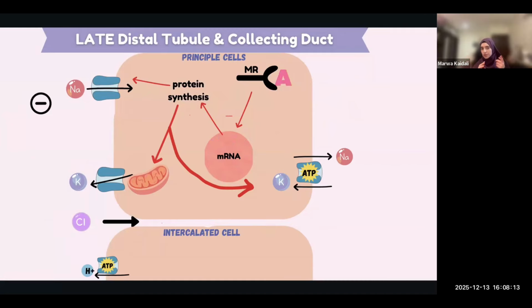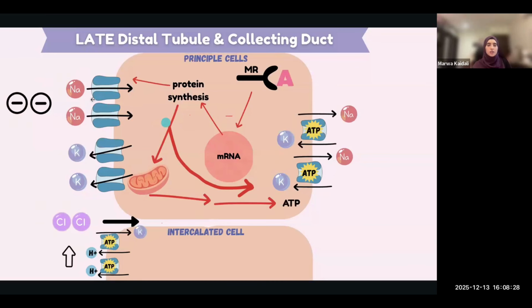What did we say? We want to increase the number and the activity of the sodium channels, and we also want to increase the number and the activity of the sodium potassium ATPases. So we're going to have an increase in the number of the sodium channels, and then we're also going to have an increase in the number of these sodium potassium ATPases.